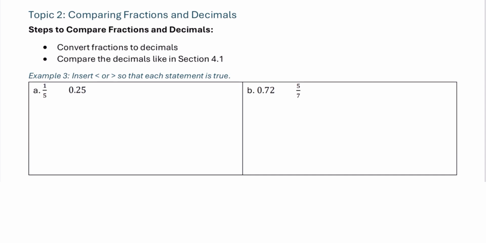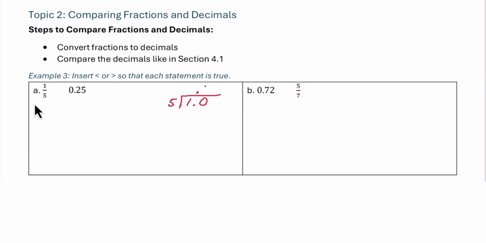To compare fractions and decimals, we first convert any fractions into decimals, and then compare the decimals like we did in the previous section 4.1. Let's look at 1/5 and convert it to a decimal. We'll add a decimal point beside the 1 and carry that decimal point up.